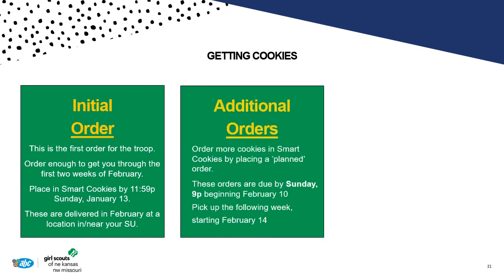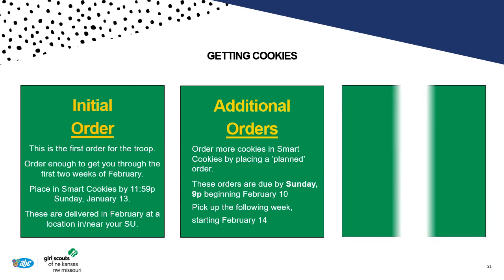If you need to place additional orders throughout the season, you can do so by placing what's called a planned order. It's called a planned order because you're planning to pick it up from a cupboard. These orders are due on Sunday at 9 p.m. and the first order can be placed on February 10th. Make sure that your parents understand that that's the first time that you can get additional cookies. You don't want to give your extras away if you're having a booth before the cookie cupboards open.